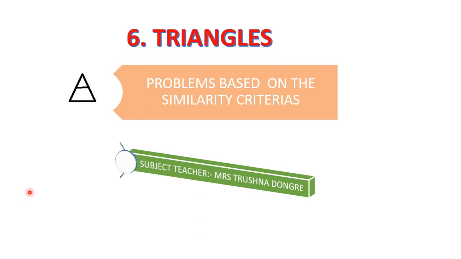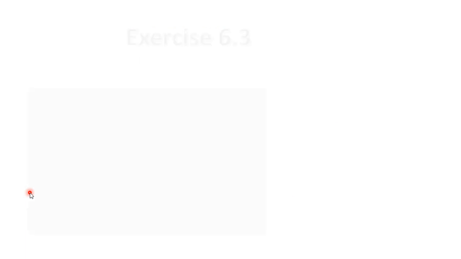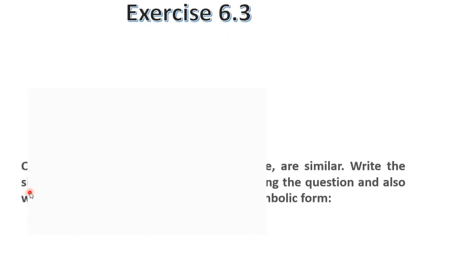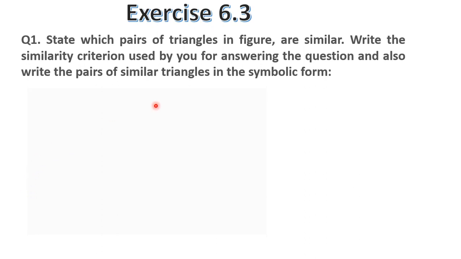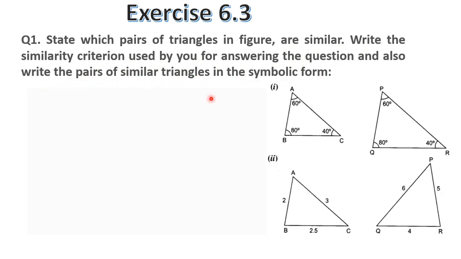Now we solve the problems based on the similarity criteria of triangles, class 10th. So let's start. Exercise 6.3, question number 1 says: state which pair of triangles in the figure are similar. Write the similarity criteria used by you for answering the question and also write the pair of similar triangles in the symbolic form. So here it goes.